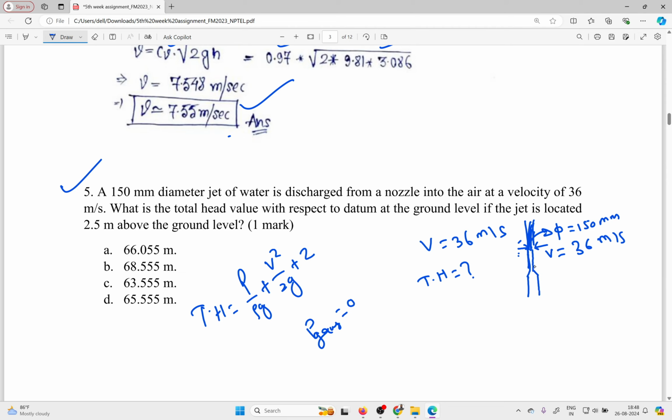Now the jet is available at 2.5 meter here. This height is 2.5 meter above. So z is equal to the given 2.5 meter. V square by 2g you calculate, that is 36 square divided by 2 into 9.81. Let me calculate.